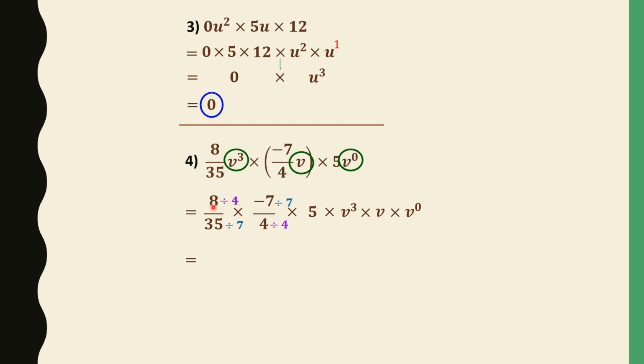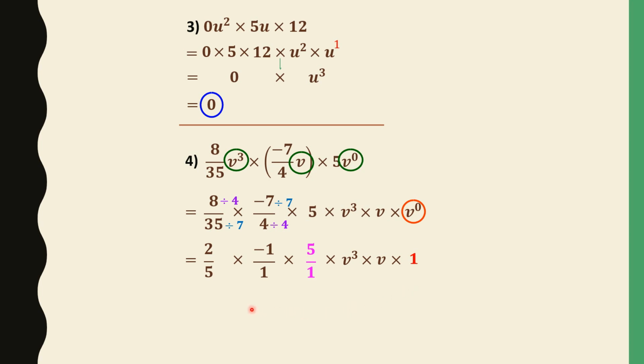We obtain 8 divided by 4, 2 over 35 divided by 7, it's 5. 2 over 5 times negative 7 divided by 7, negative 1. 4 divided by 4, 1. Negative 1 over 1 times 5 is in fact 5 over 1. The times we copy it, v cubed, we copy it, v, we copy it. And v exponent 0, if you have a power whose exponent is 0, it's always equal to 1. So you can write times 1.